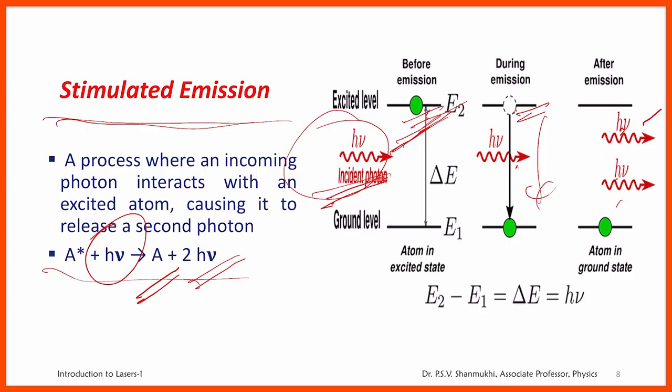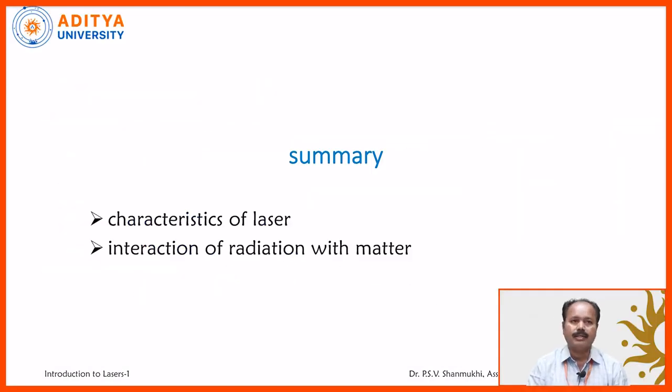So, in this one, in the basics of lasers, what we have discussed is the characteristics of laser. What are the characteristics of laser light, or in what way does it differ from a conventional light source? The laser light is highly directional, highly coherent, and has more intensity and monochromaticity. All these are the special characteristics of laser light.